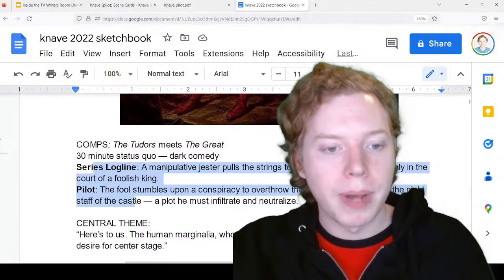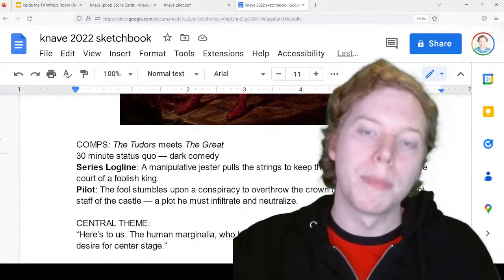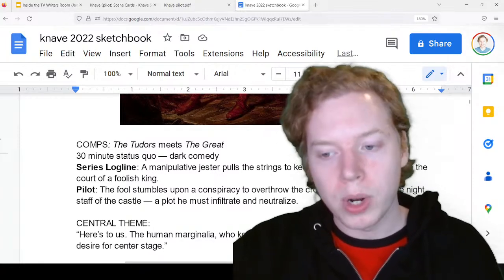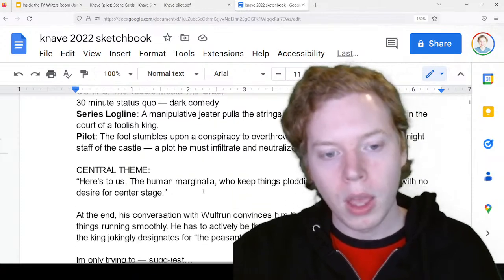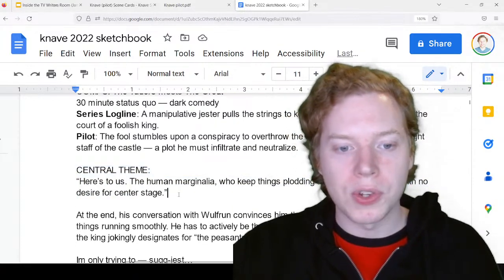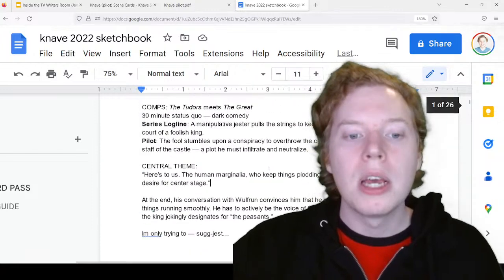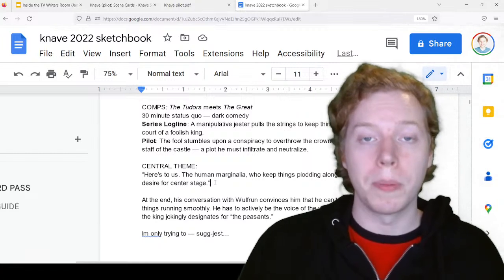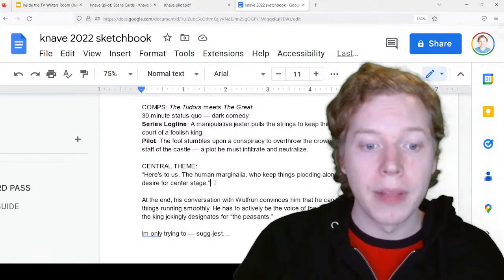And then we have our series and pilot logline. Series logline being the thing that we're doing week by week, giving us a broader understanding of what's happening in the show. And then pilot is going to be telling us what is specifically happening in this first episode of TV. You don't need to write up the central theme here, but this is just a sketchbook, so I kind of just put stuff all over the place. I very early on zeroed in on this central theme of this show being a sort of ode to those who stay out of the spotlight and who manipulate things from behind the scenes.